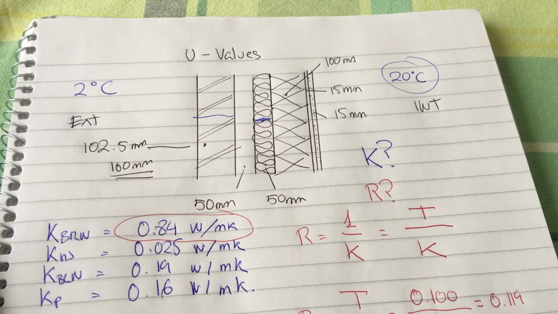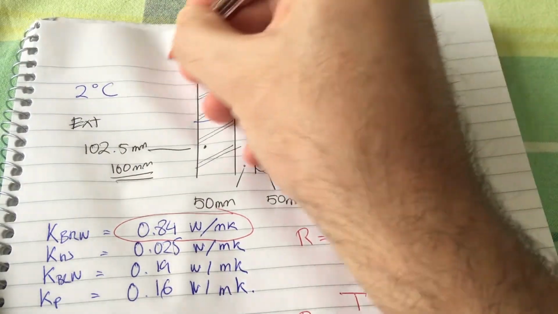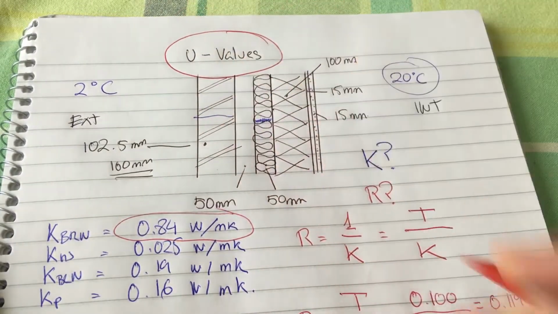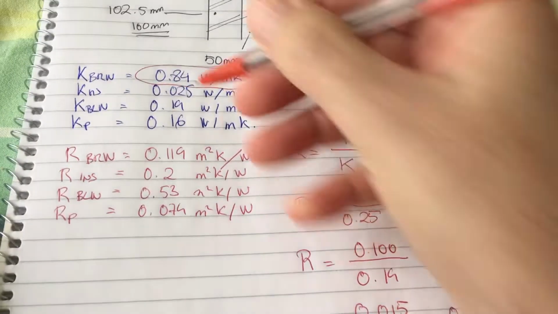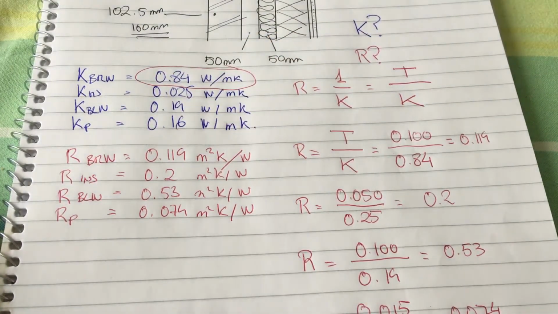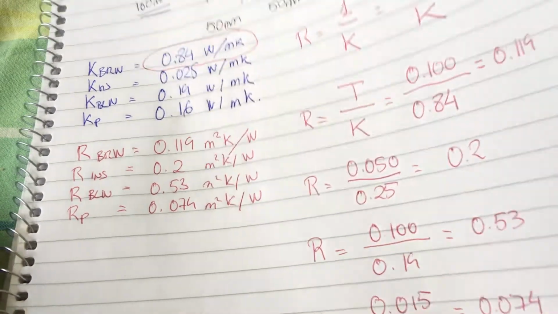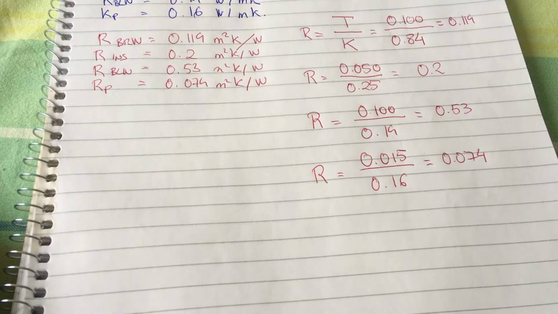In this moment we are ready to finish the exercise, and what we got here is that we want to find the u-value of this wall. We've done the key values, we've done the resistances, and what we're going to do now is to find the u-value. Now, in order to do the u-value, what we need to do now is to add all the resistances.